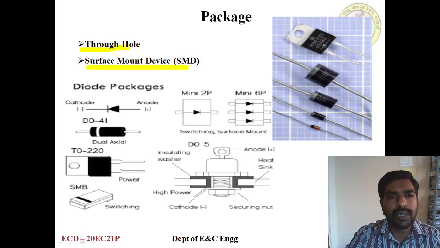One is a through-hole and a surface mount device. This is a diode package, anode and cathode. Anode is positive and the other is negative. The terminal which has a color band is called the cathode. The other is the anode terminal.